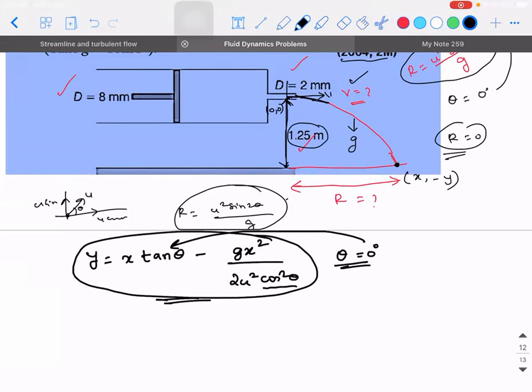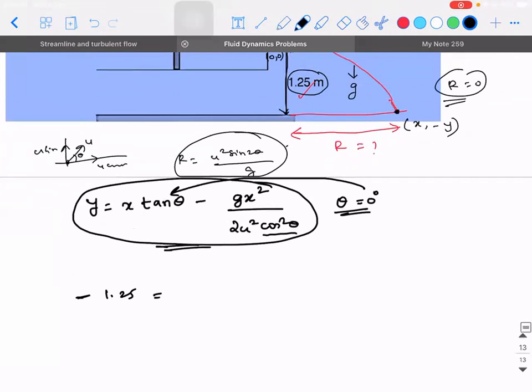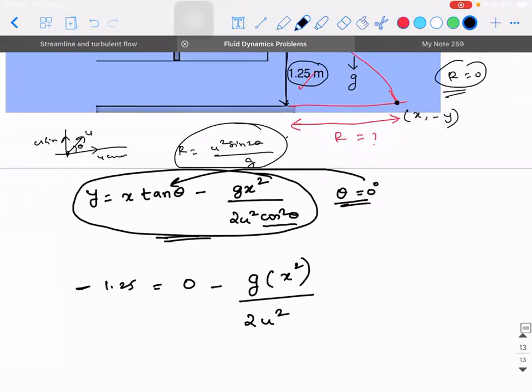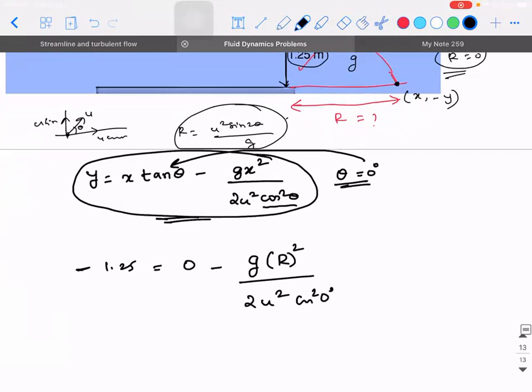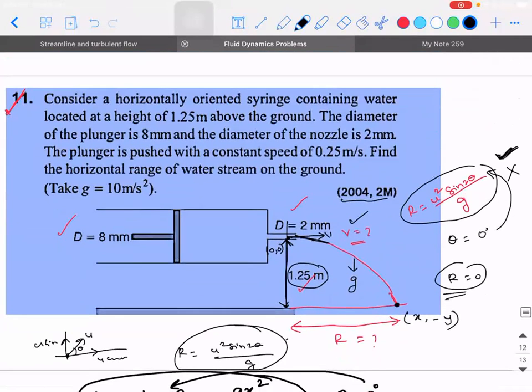So I can substitute, concentrate guys, minus 1.25 is equal to 0 minus g into x square divided by, what is missing in my hand? x is what I need to find. If I take x as r, then I'll call it r square, the range which they are expecting, into cos square 0 degrees. The initial velocity is missing. How do I find it? A1 V1 is equal to A2 V2. Use it, calculate and tell me.